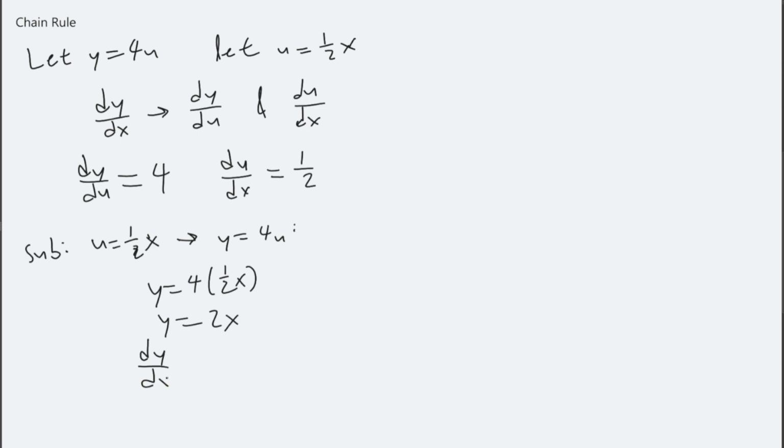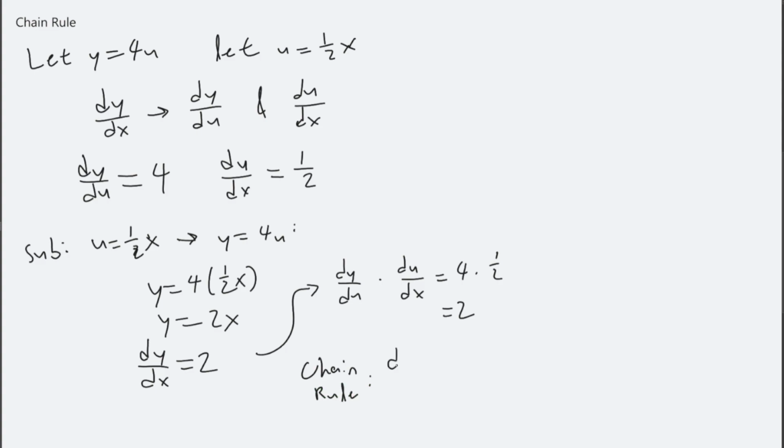We see dy/dx is equal to 2, which is the same thing as dy/du multiplied by du/dx. It goes 4 times a half, which is also equal to 2. So this, in essence, is the chain rule. The derivative dy/dx is actually given to us in the form of dy/du multiplied by du/dx.